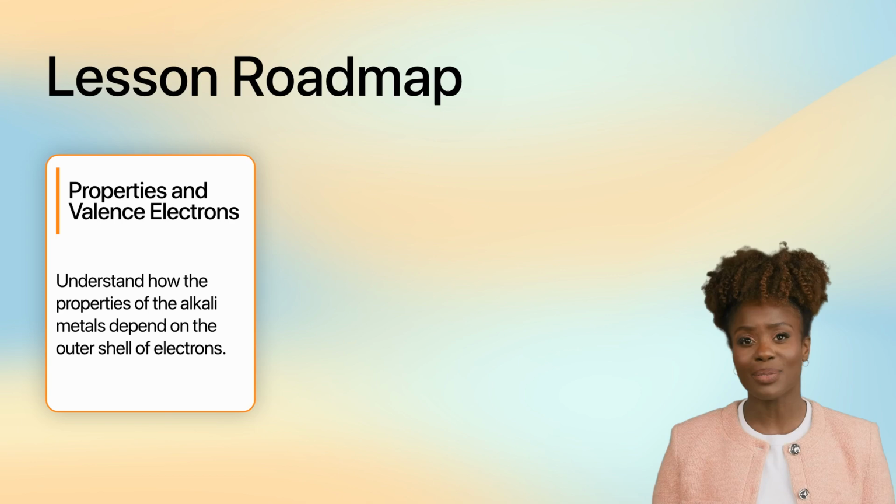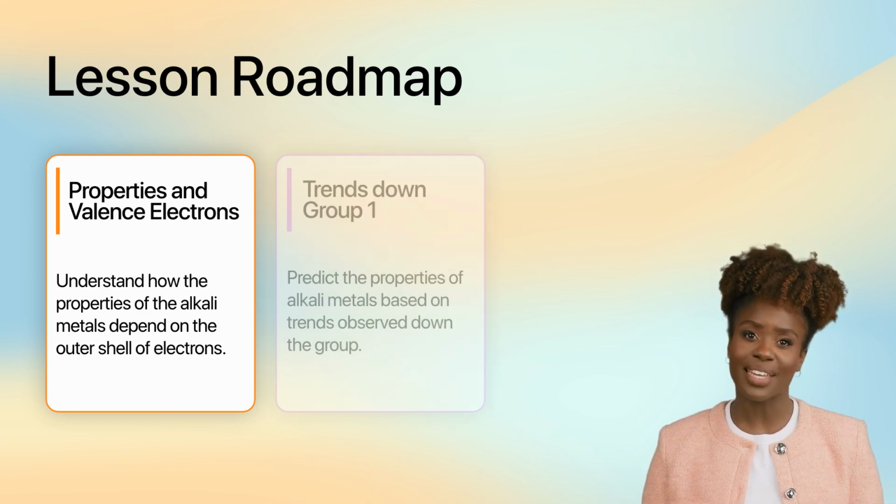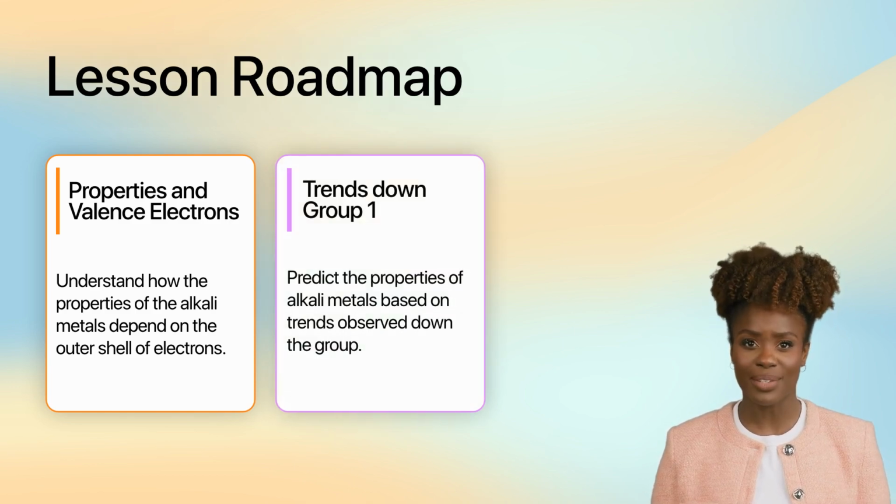In today's lesson, we will firstly understand how the properties of the alkali metals depend on the outer shell of electrons. Secondly, we will predict the properties of alkali metals based on trends observed down the group.